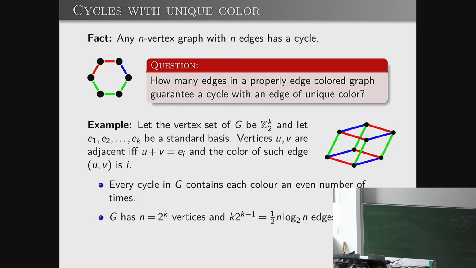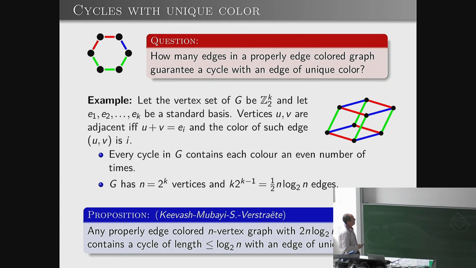Moreover, observe that the number of edges is roughly n log n, because the number of vertices is 2^k, which is my n. The degree of every vertex is k, because there are k standard basis vectors. So the number of edges is k times 2^(k-1), which is half n log n. So I need at least n log n edges, unlike the trivial result from graph theory, to guarantee a cycle with some edge of unique color. Even one edge of unique color is not easy to get.